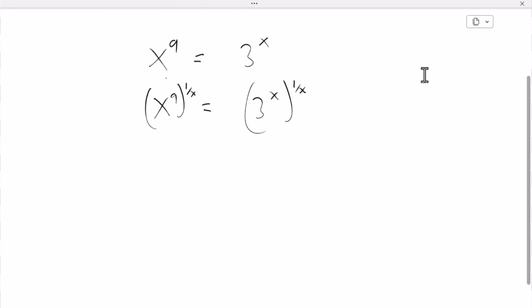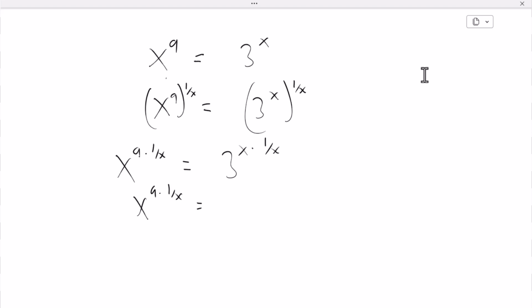Now when I do this, this is going to leave me with x to the power 9 multiplying 1 on x is equal to 3 to the power x multiplying 1 on x. Now this will leave me with x to the power 9 multiplying 1 on x to be equal to, now this x can take away this x over here, I'm going to have 3 to the power 1.